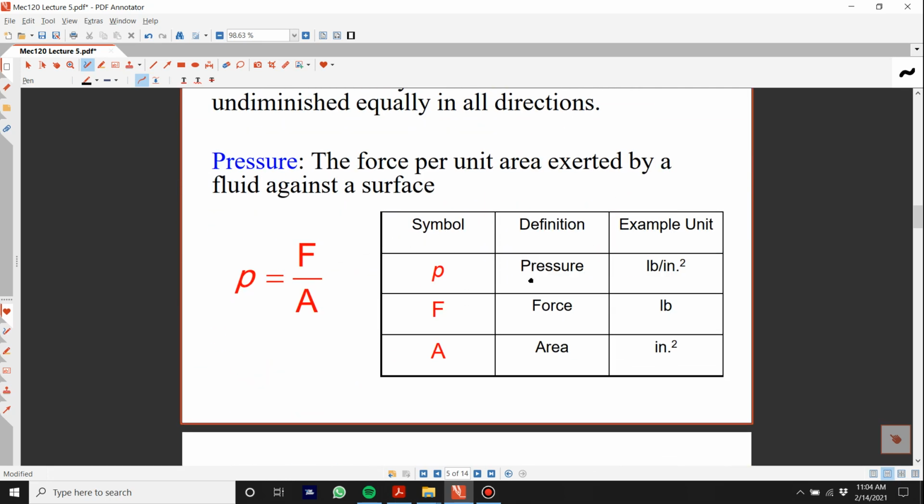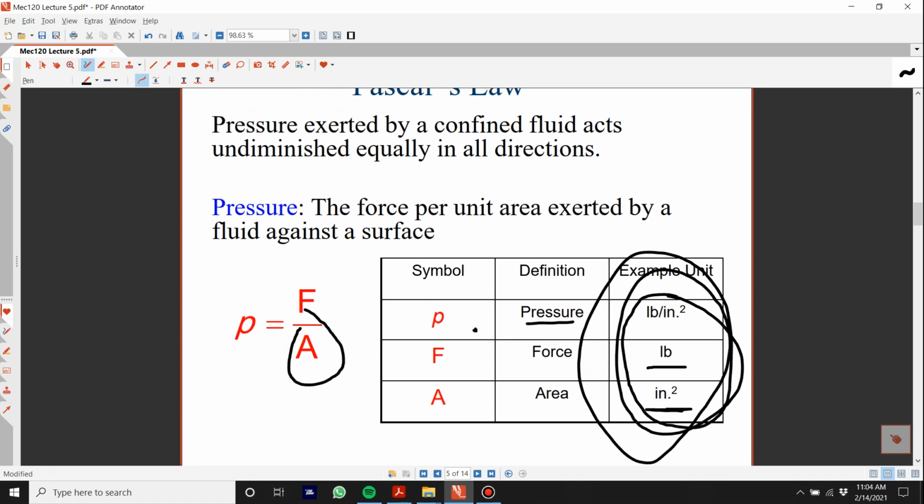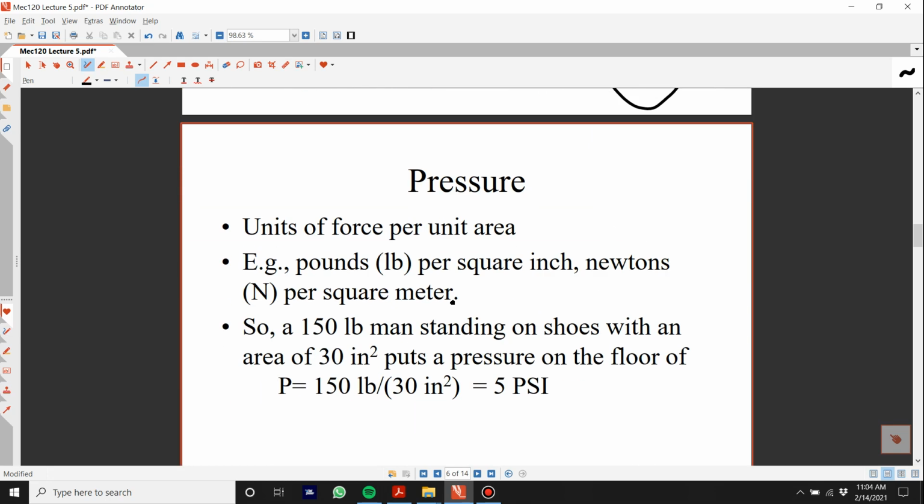P stands for pressure. PSI, pressure, pounds per square inch. You have F is pounds, and A is inch squared. These are the units that we're going to use. Okay. So units of force per unit area.